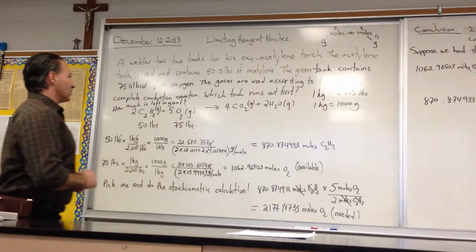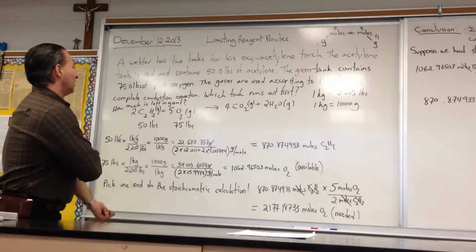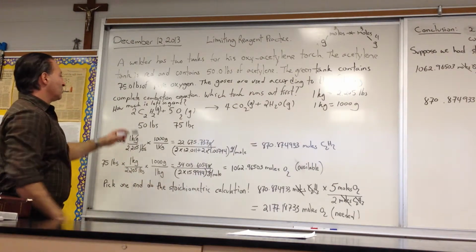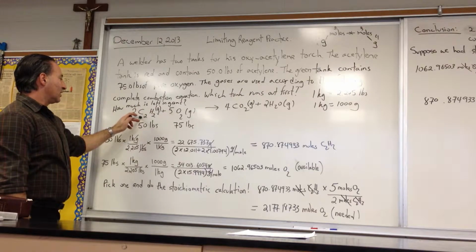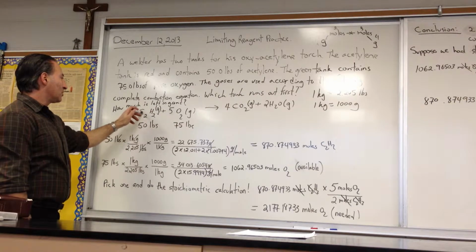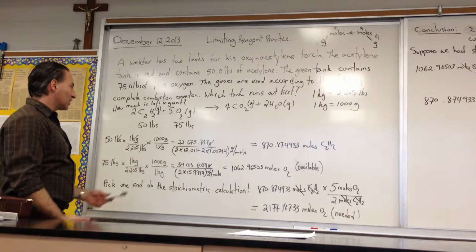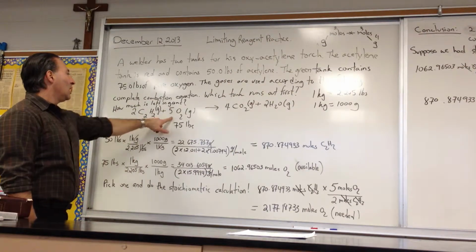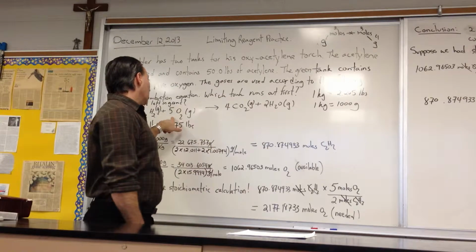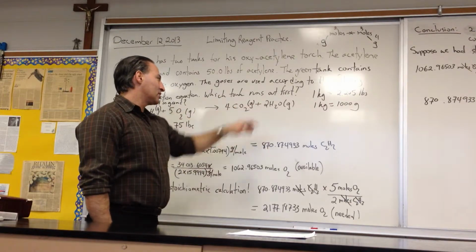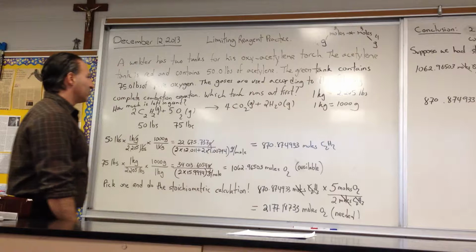Which tank runs out first? And how much is left in grams? So here's the balanced equation. Here, this is the acetylene. It's a carbon compound with a triple bond between the carbon atoms, so it has a lot of energy in that bond, which is released and produces a lot of heat. It has to burn with 5 moles of oxygen to give you 4 moles of carbon dioxide and 2 moles of water in a complete combustion equation.